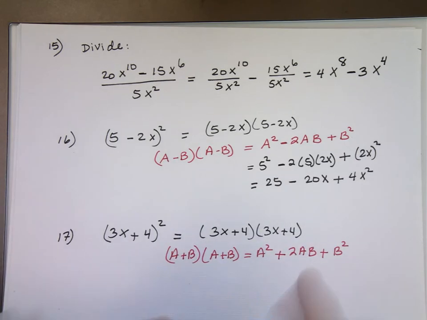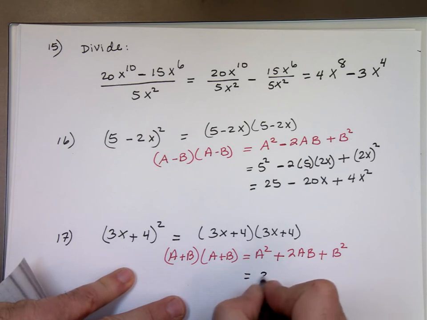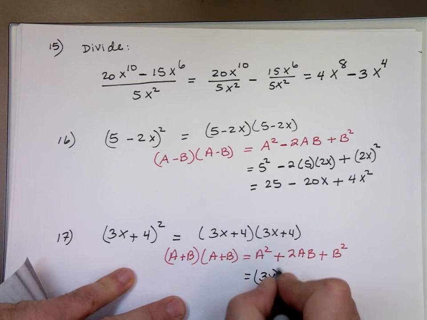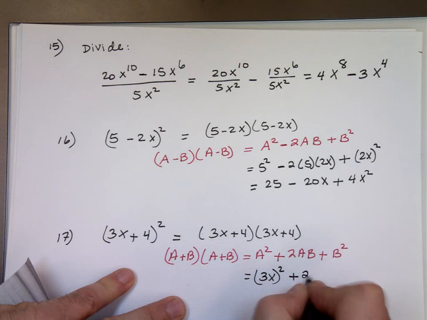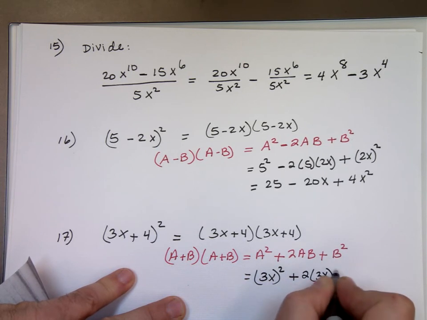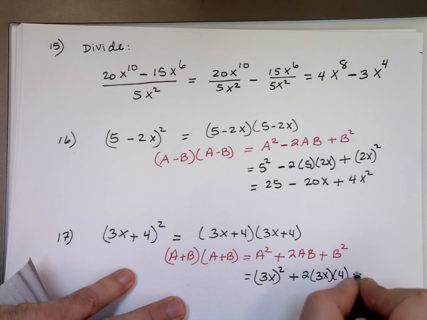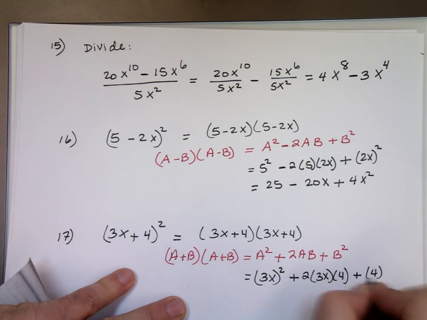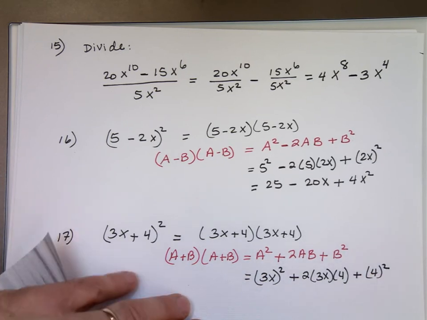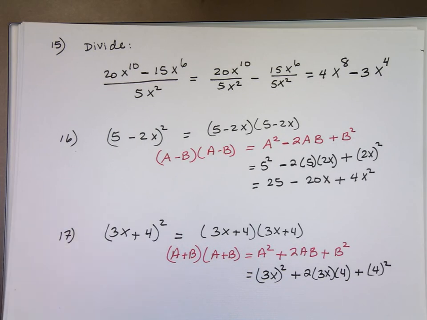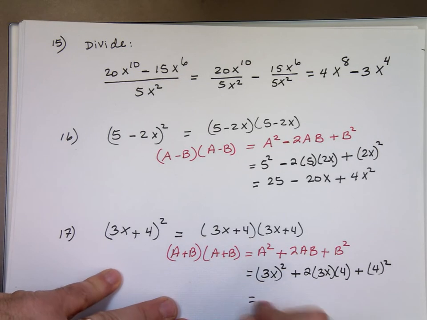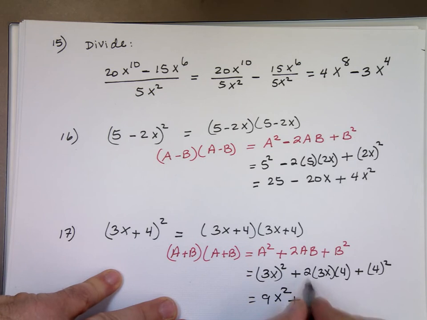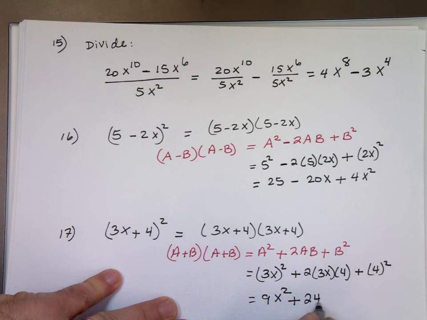So that'll be square the 3x plus 2 times 3x times the 4, and square the second one, which is the 4. Three squared is what? 9x squared. 2 times 3 times 4. What's 4 squared?